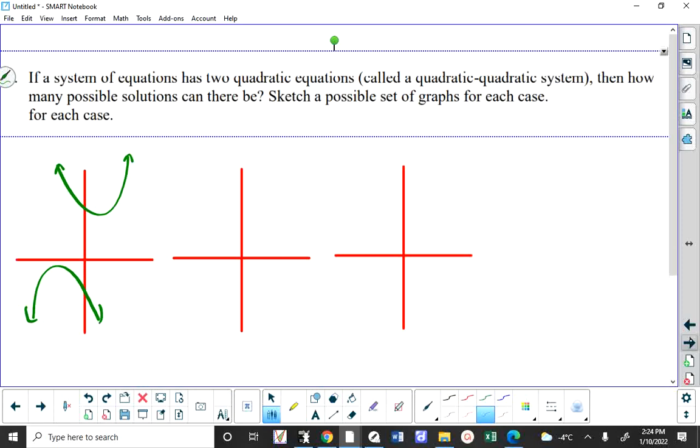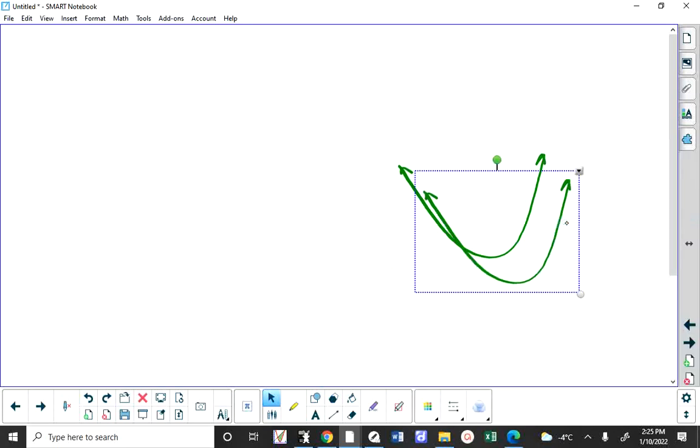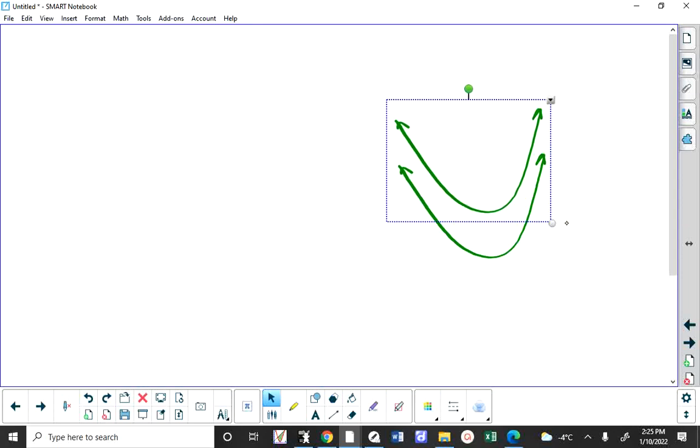We can leave that up there. Is it possible to get no solutions if the parabolas both open up? What if they were the exact same and inside of each other? That would work. I'm not going to draw that, but what you're saying is if you have this parabola and you have this parabola, but one has been shifted up, every point is shifted up, they will never intersect.